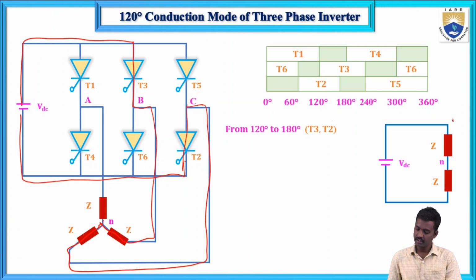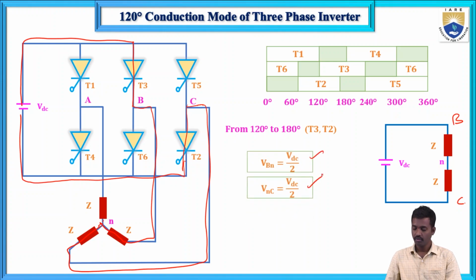Same thing here, this is B and this is C. Here VBN value, VNC value is VDC by 2, VCN equals minus VDC by 2. And what about the VAN value? There is no connection for this first leg, so this VAN value is 0.